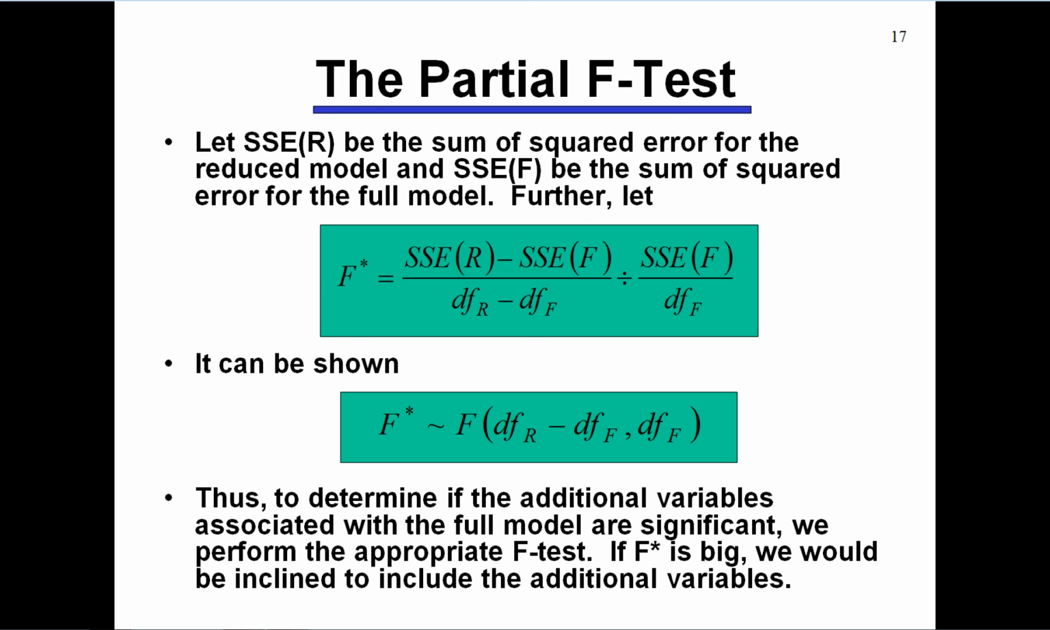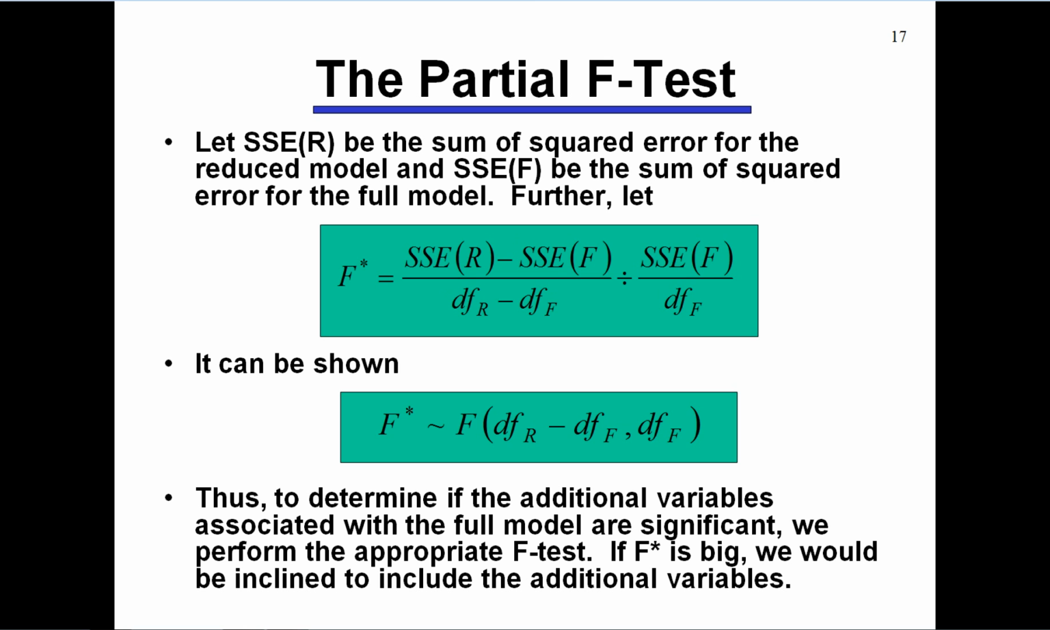It turns out, because of the normality assumption, that when we take the sums of squares error for the reduced model and subtract the sums of squares error for the full model and divide that by the appropriate degrees of freedom, and then divide that result by the mean squared error associated with the full model, we have a test statistic that has an F distribution with degrees of freedom associated with the difference between the sums of squares error degrees of freedom for the reduced and the full model, and in the denominator the degrees of freedom associated with the sums of squares error of the full model.